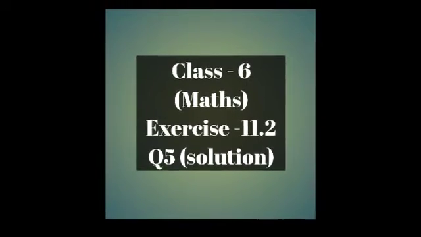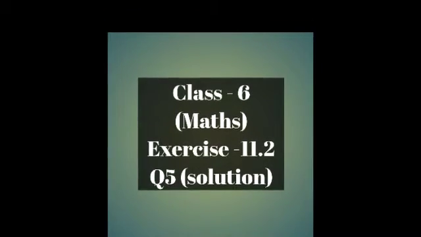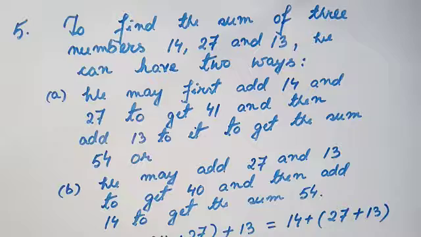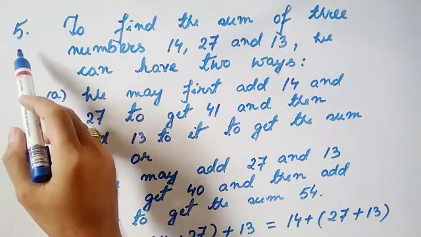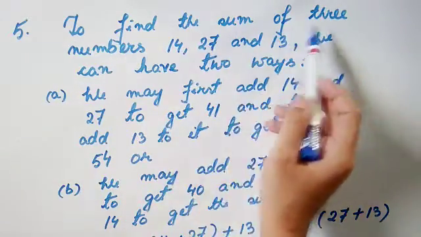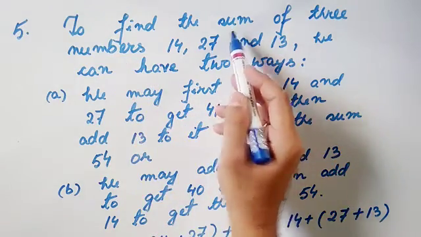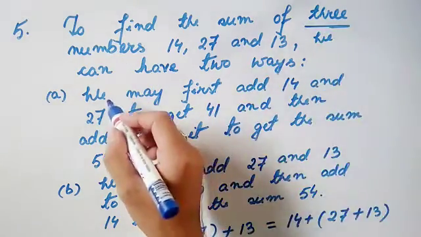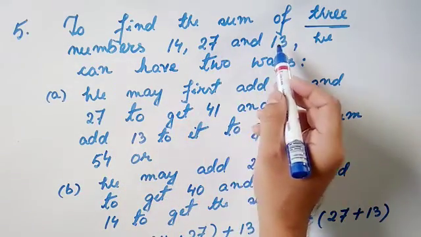This is BJ Tutor, and in this video let us try to solve exercise 11.2 question number 5. Okay students, so let us read question number 5. It says to find the sum of three numbers. If you want to find the sum of how many numbers? Three numbers, and the numbers are 14, 27 and 13.